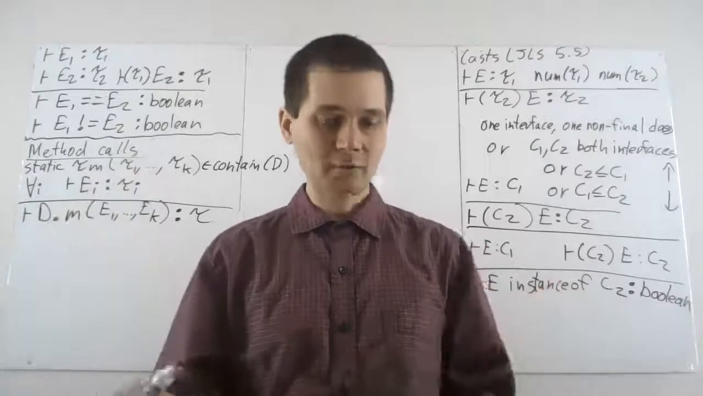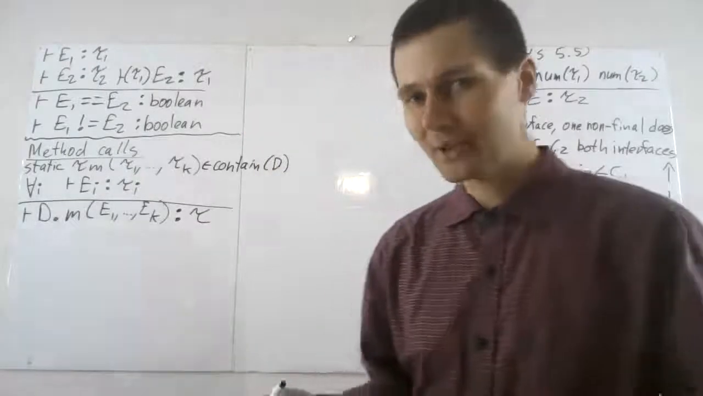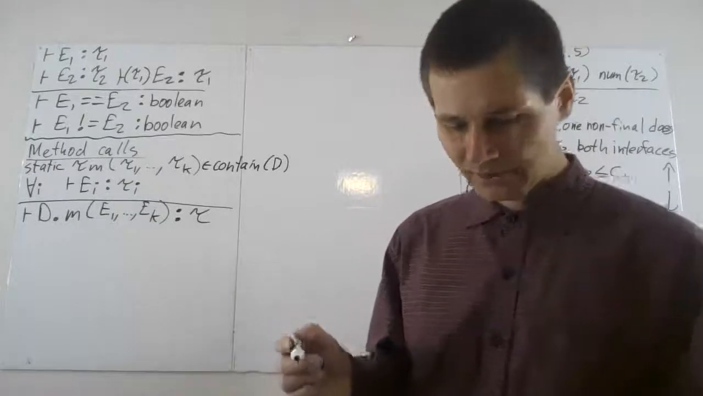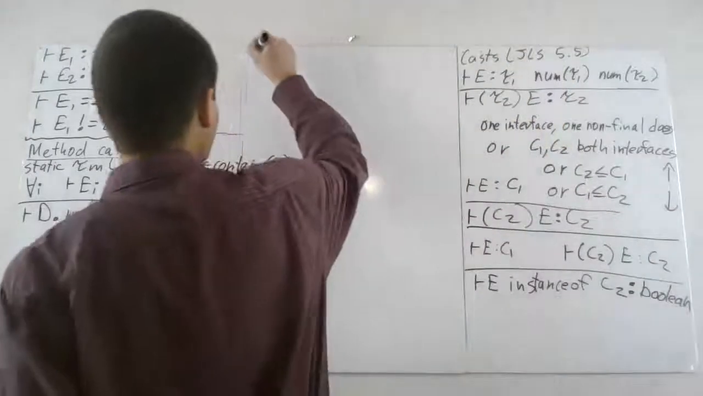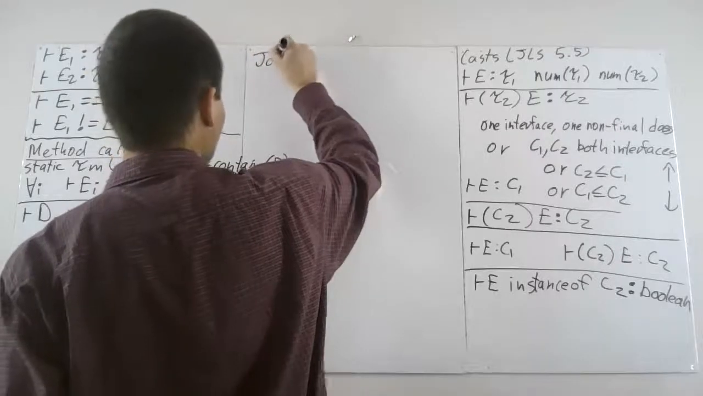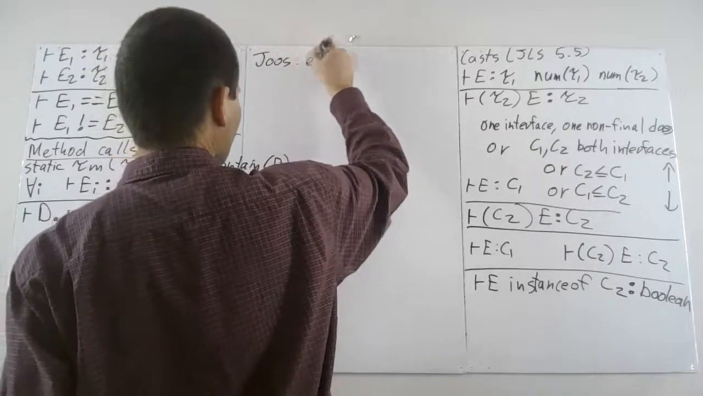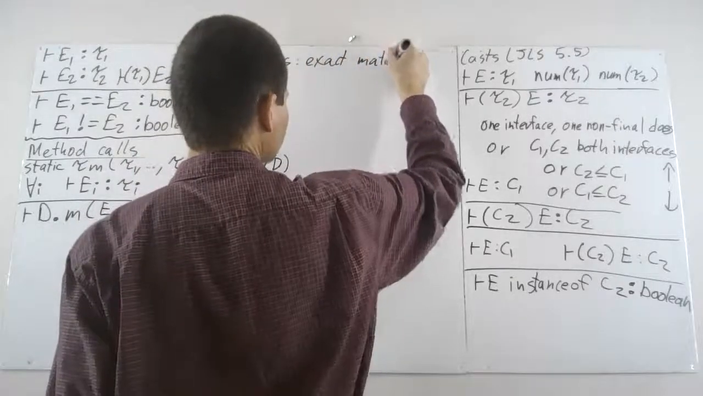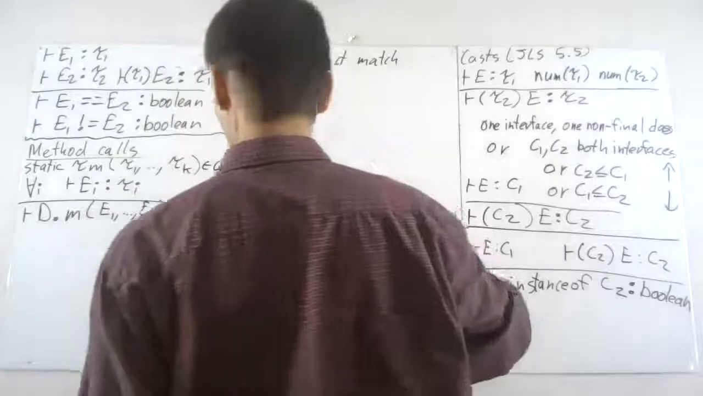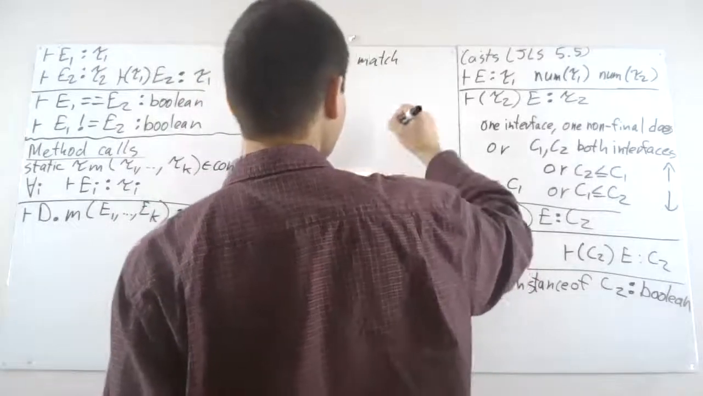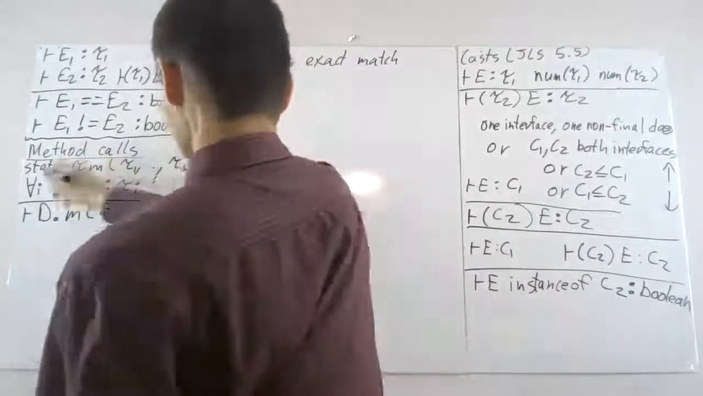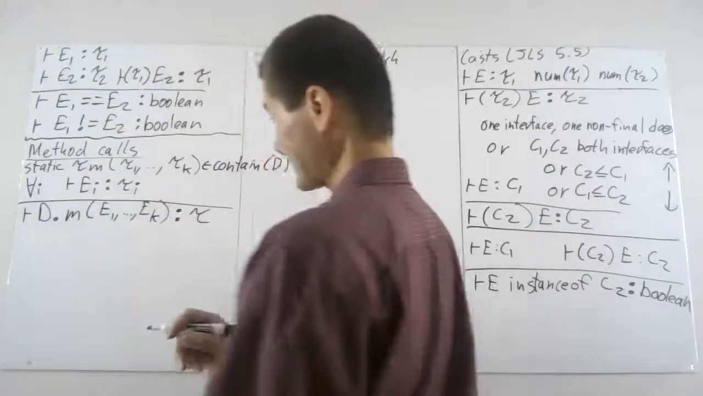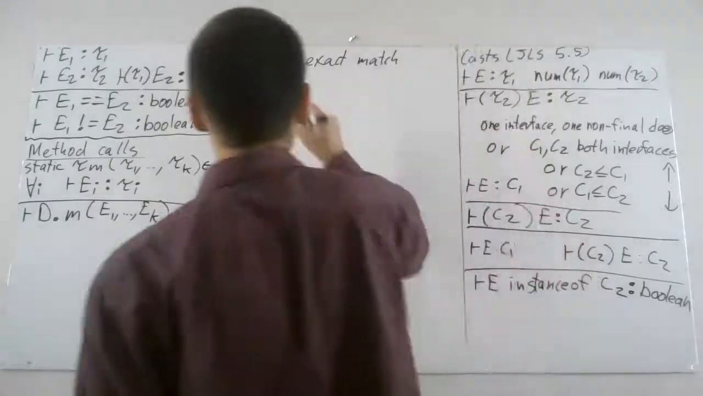But why are we restricting Juice that way, right? So I'm going to say Juice requires an exact match, and so I guess it's what this rule says, right? The actual type of E_i has to be exactly tau_i.